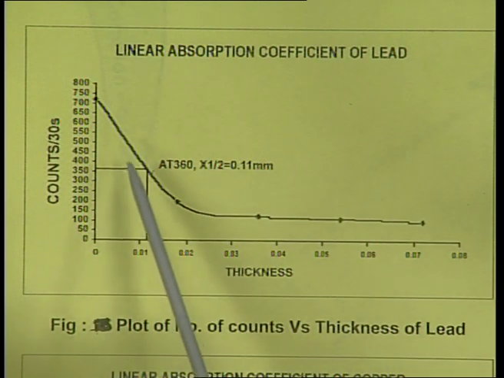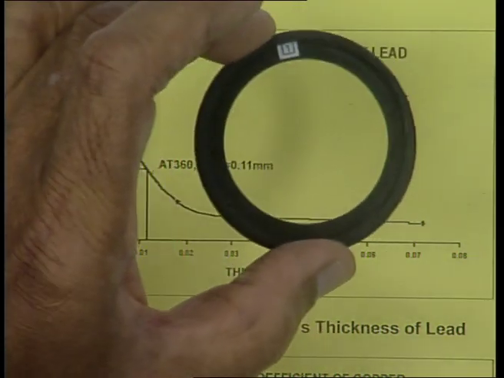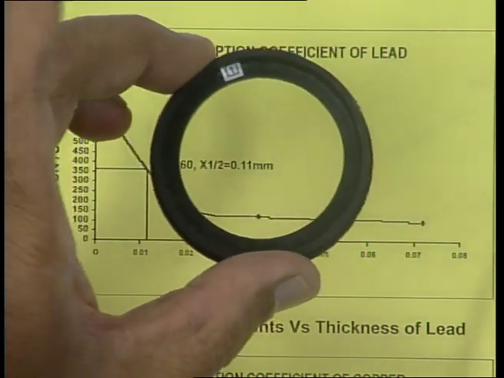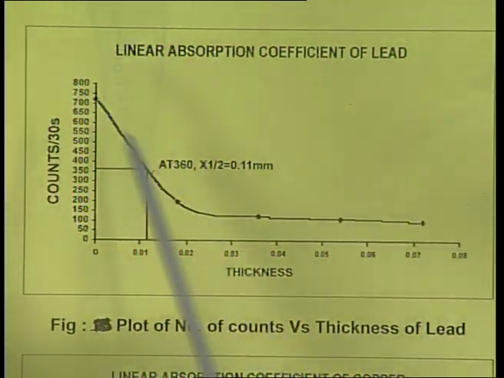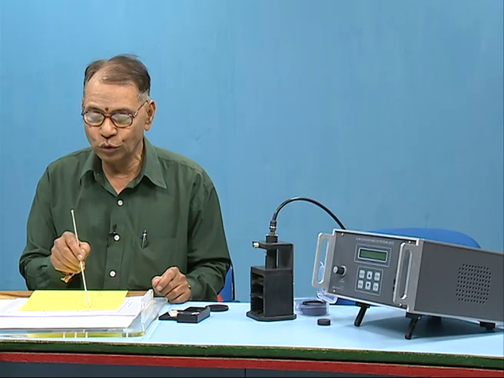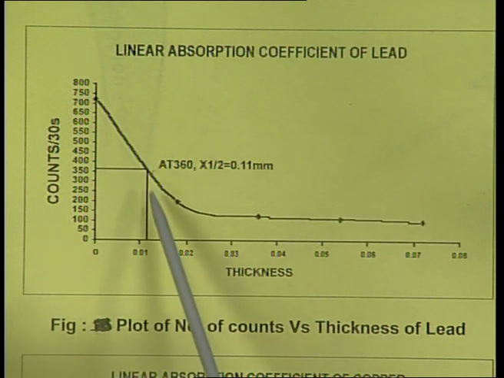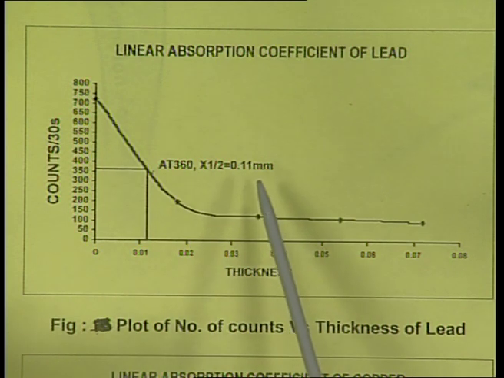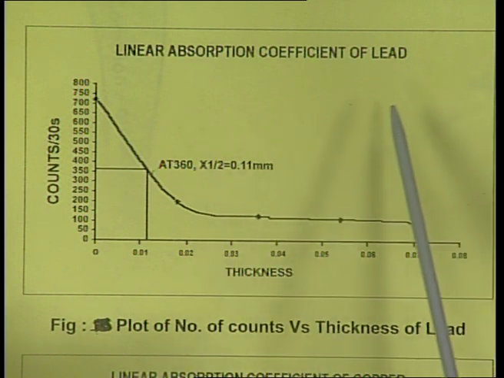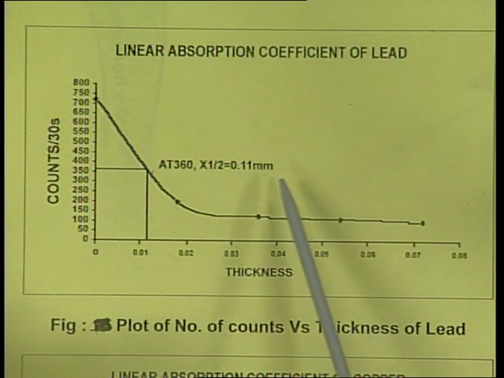The graph comes with 0 thickness. Here 0 thickness means an empty one that is put without any lead, and the readings are taken. With reference to that, the thickness at which the counts become half is taken, and in this case it is found to be 0.11 millimeters. In the case of lead, the counts are half at 0.11 millimeters.